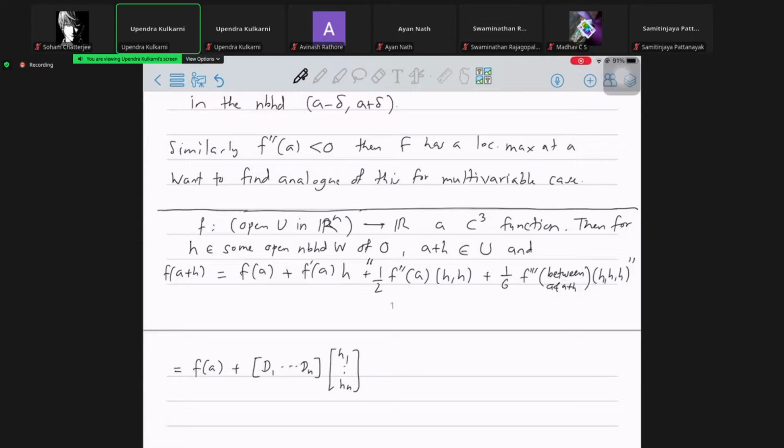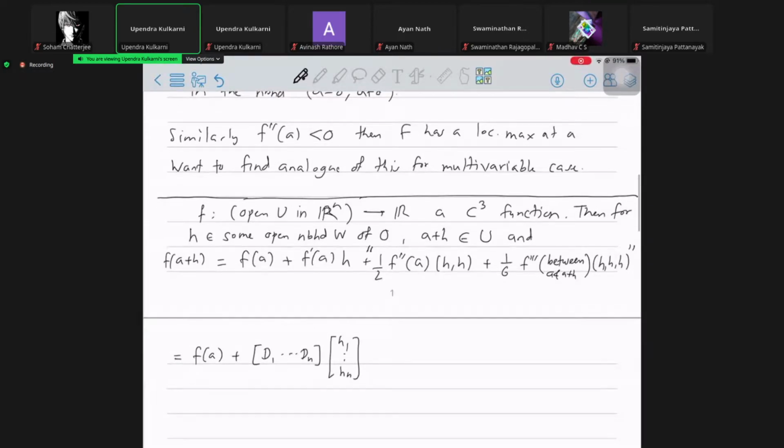So let me just make a notation over here. So where D1 simply means the partial derivative of f at the point a. So let me just say this, D1 of f at a. So this is just shorthand. Okay.